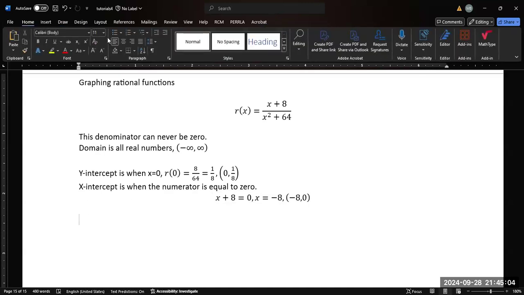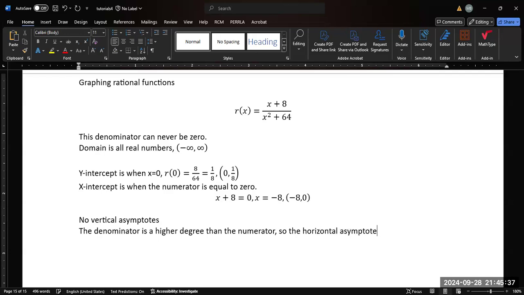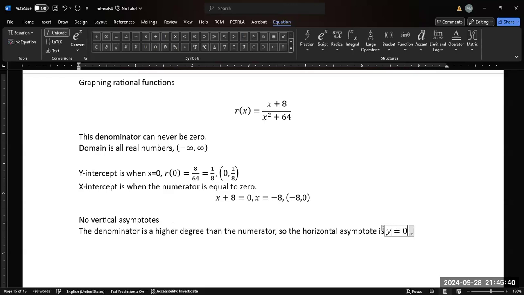And then we already said there's no vertical asymptotes because there are no holes in the domain. The denominator is perfectly fine. It's never 0. But what about the horizontal or oblique asymptotes? Here, the denominator is a higher degree than the numerator. And so the horizontal asymptote is y equals 0.